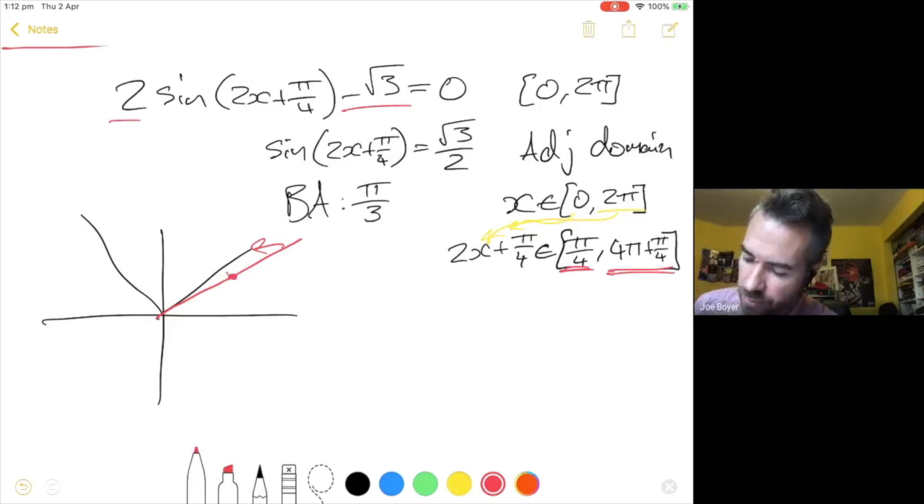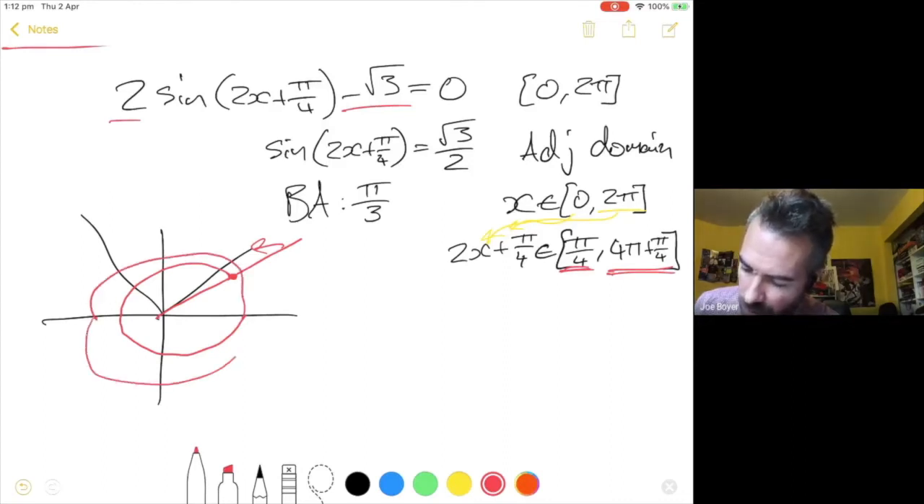I'm going to go round. Remember that this value here is pi on 4, so now I'm at pi. Now I'm at 2 pi. I have to keep on going because I have to get to 4 pi. So now I'm at 3 pi. Now I'm at 4 pi. And then I have to go to 4 pi plus pi on 4. So I'm going to finish there. So that step is incredibly important.